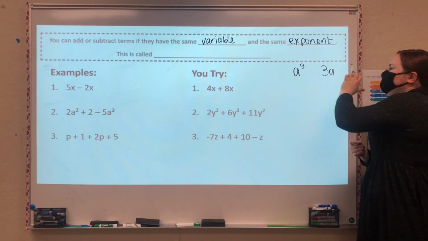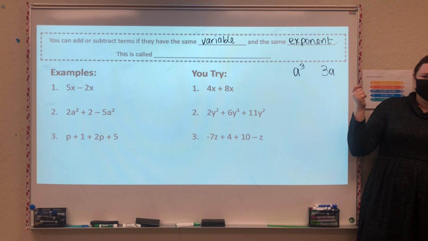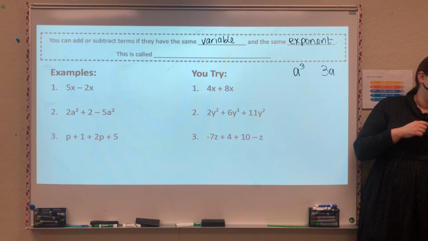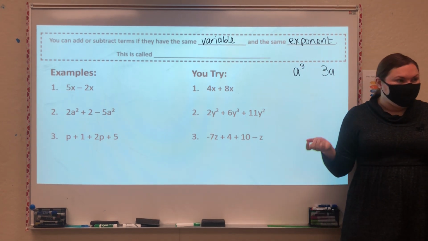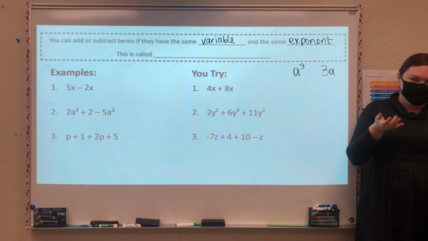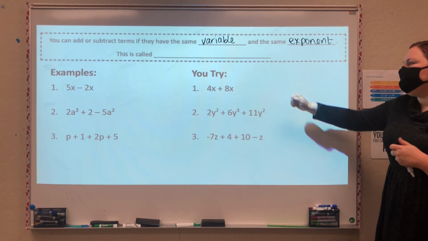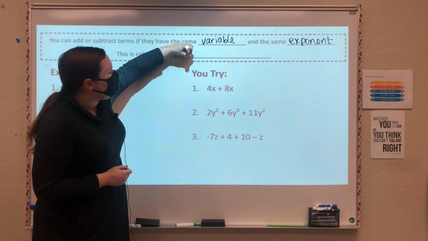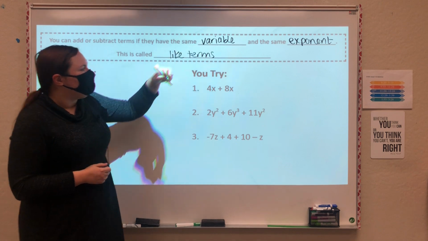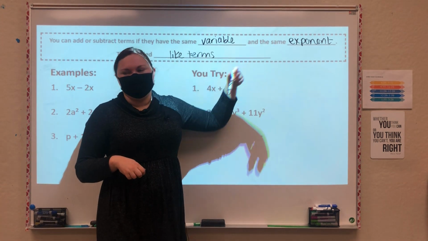Something like this? No. Why not? Well, they have the same variable, not the same exponent. Correct. They don't have both of these in common. It means we can't add or subtract them together. They would have to stay separate. What we're doing right here is looking for like terms. Like terms are what you call these things that have the same variable and the same exponent.